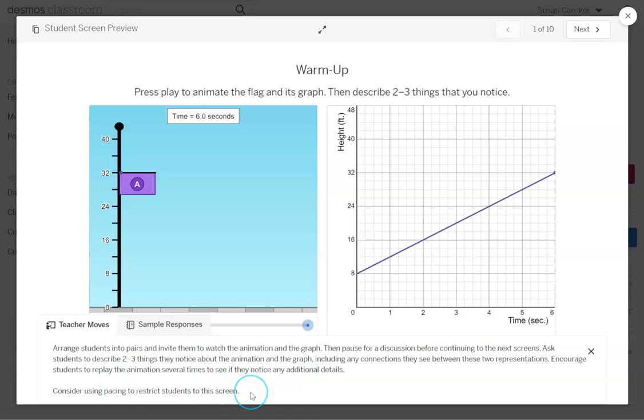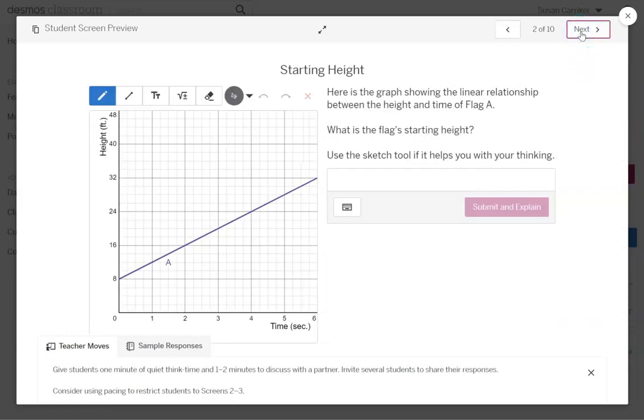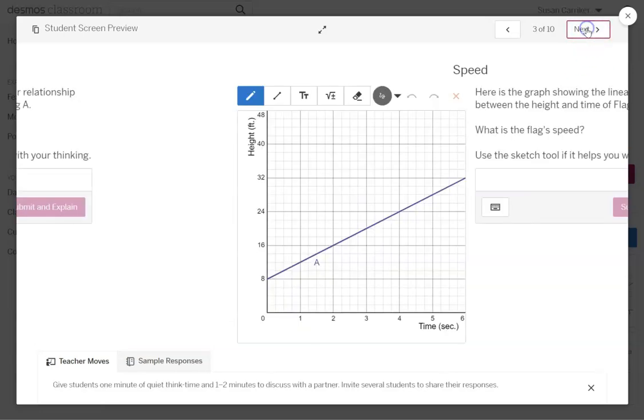There are excellent teacher notes at the bottom. Please be sure to read those, and they do suggest you do pacing to restrict your students so that they're not jumping ahead in the activity. And then what's going to happen is, what was the starting height, and then you can draw on the graph to show that. They can draw on it and then have a team share out or have the teams talk to each other. Again, restrict your kids' access as you go along here.